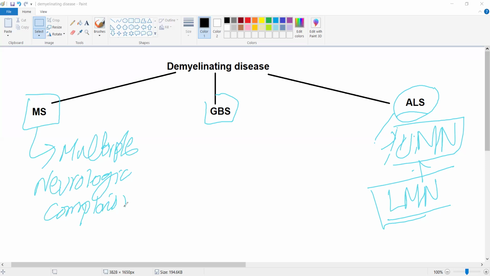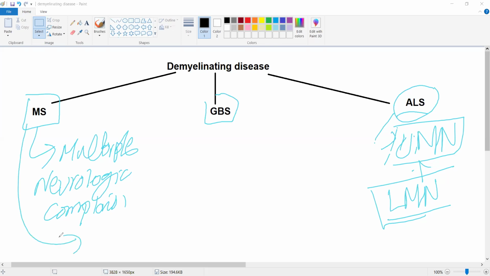That complaints are not simply explained by the single lesion, right? The complaints are not simply explained by a single lesion and are separate in time. Okay, so the multiple sclerosis patient typically presents with a triad.